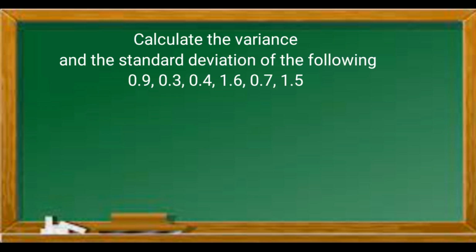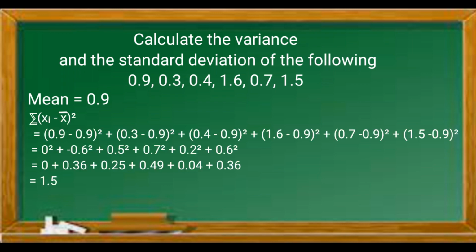Example 1. Calculate the variance and the standard deviation of the following data. So the mean is 0.9. If you want to know how to calculate the mean, click the video on the top right hand corner.